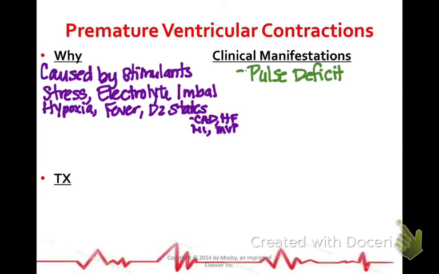Why do we want you to learn how to do a pulse deficit? Because if they have a pulse deficit, most likely they're having PVCs, and you can tell that without a monitor. Do y'all remember what a pulse deficit is? Right. When you check your apical and your radial pulse, and they're different.